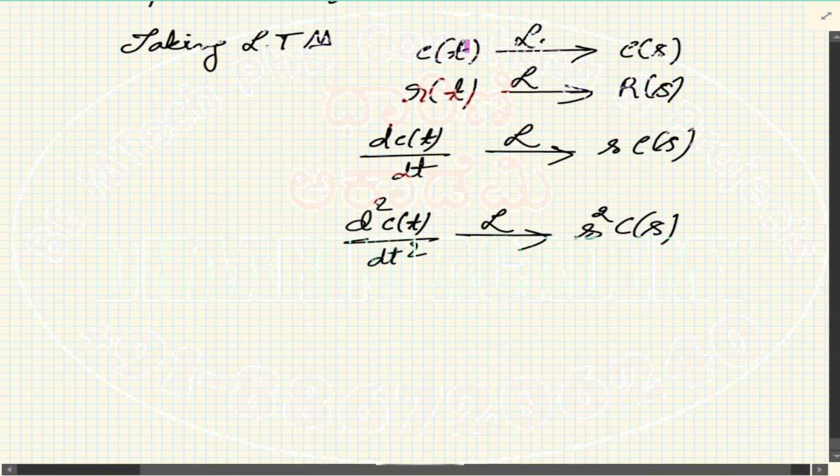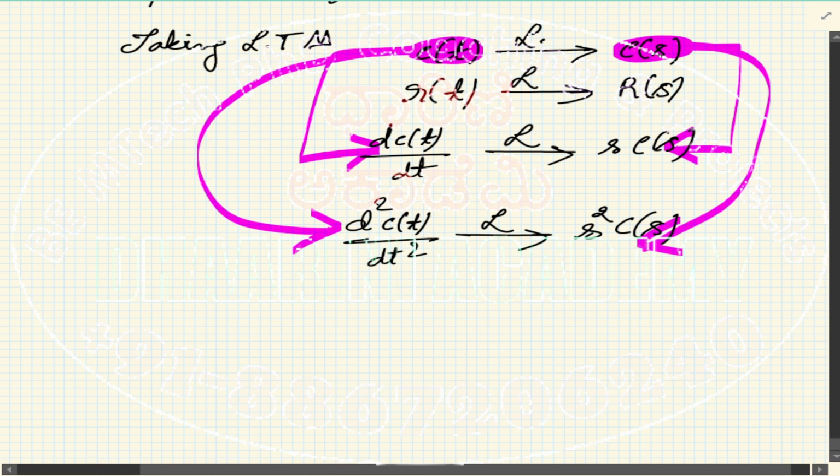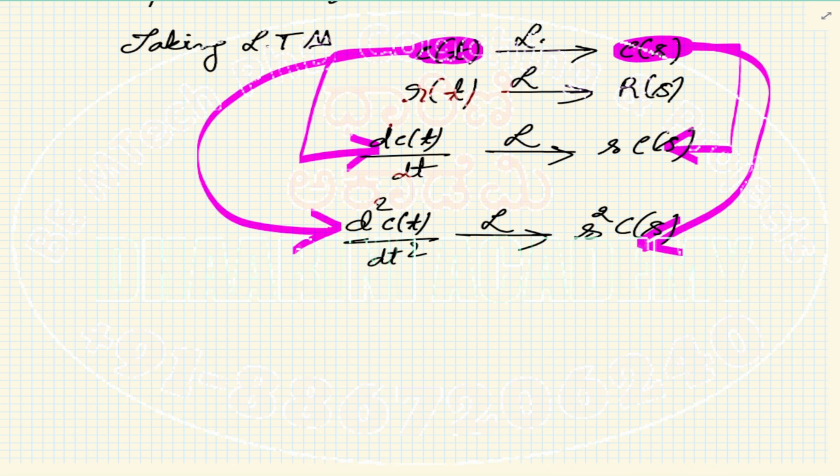This should be known to you first. For a given c of t, its Laplace should be known. Then if you differentiate this to get a new signal, its Laplace transform can be directly calculated by simply multiplying by s. The same thing holds good. If you know the c of t and c of s pair, differentiating twice will give you this d square, whose transform can be directly calculated as this. We don't have to perform the Laplace calculation once again. That's the property.